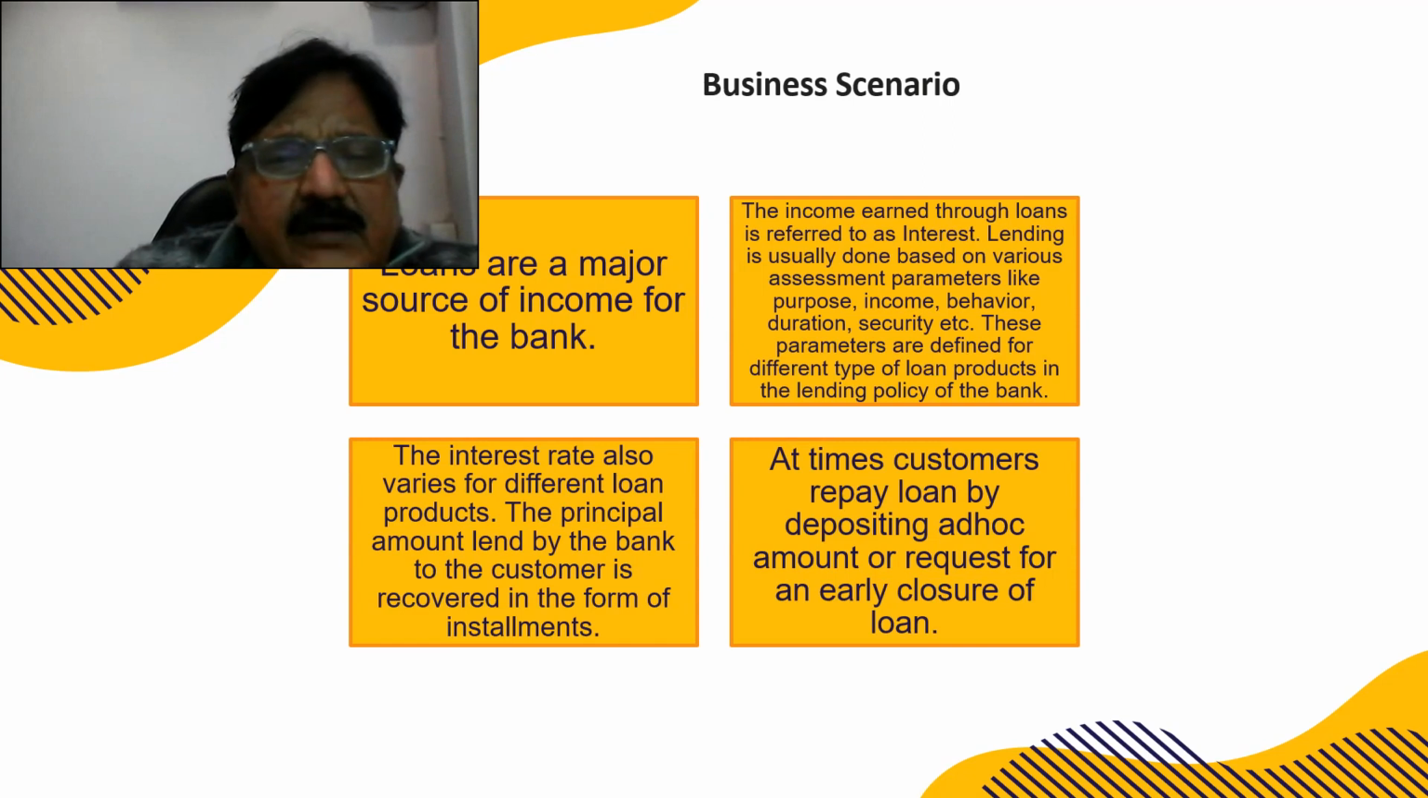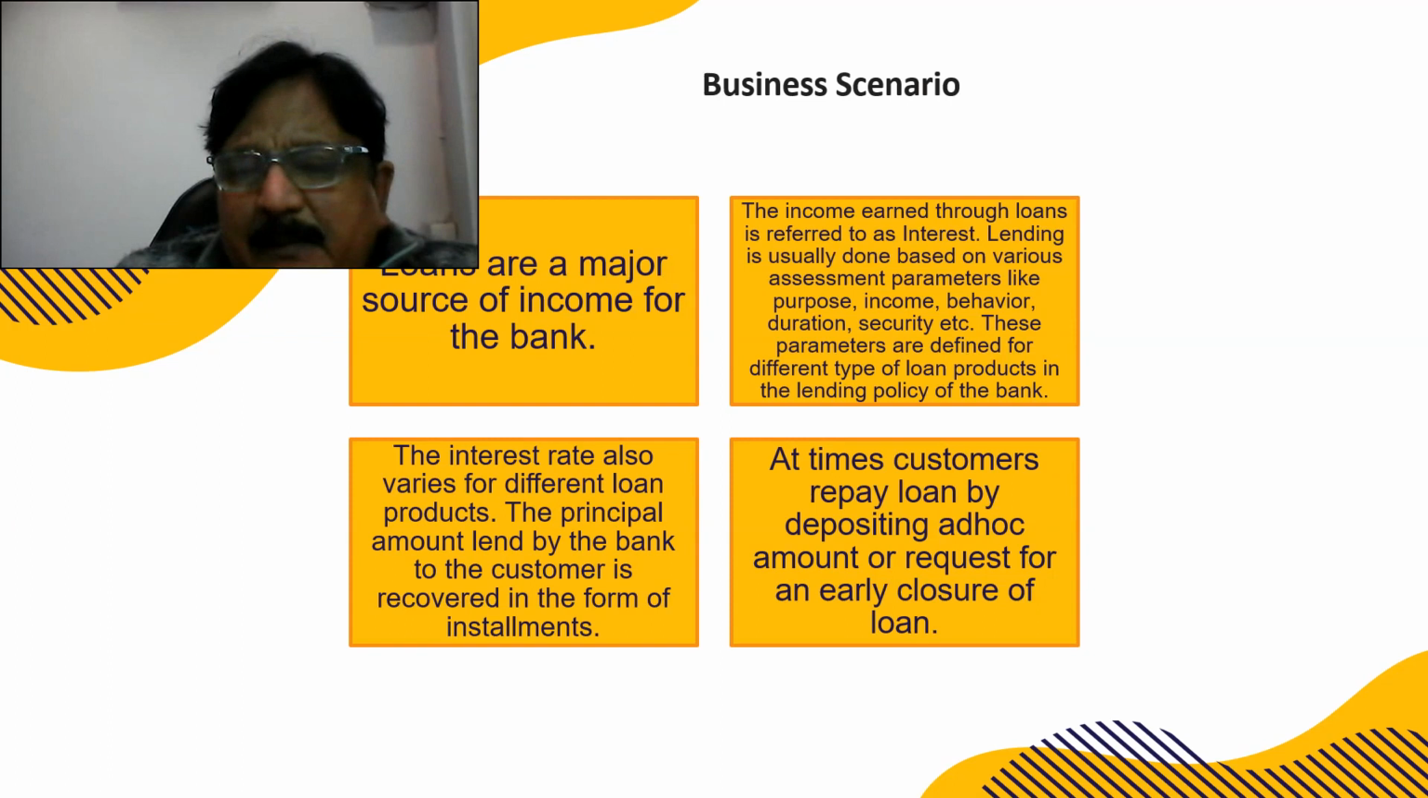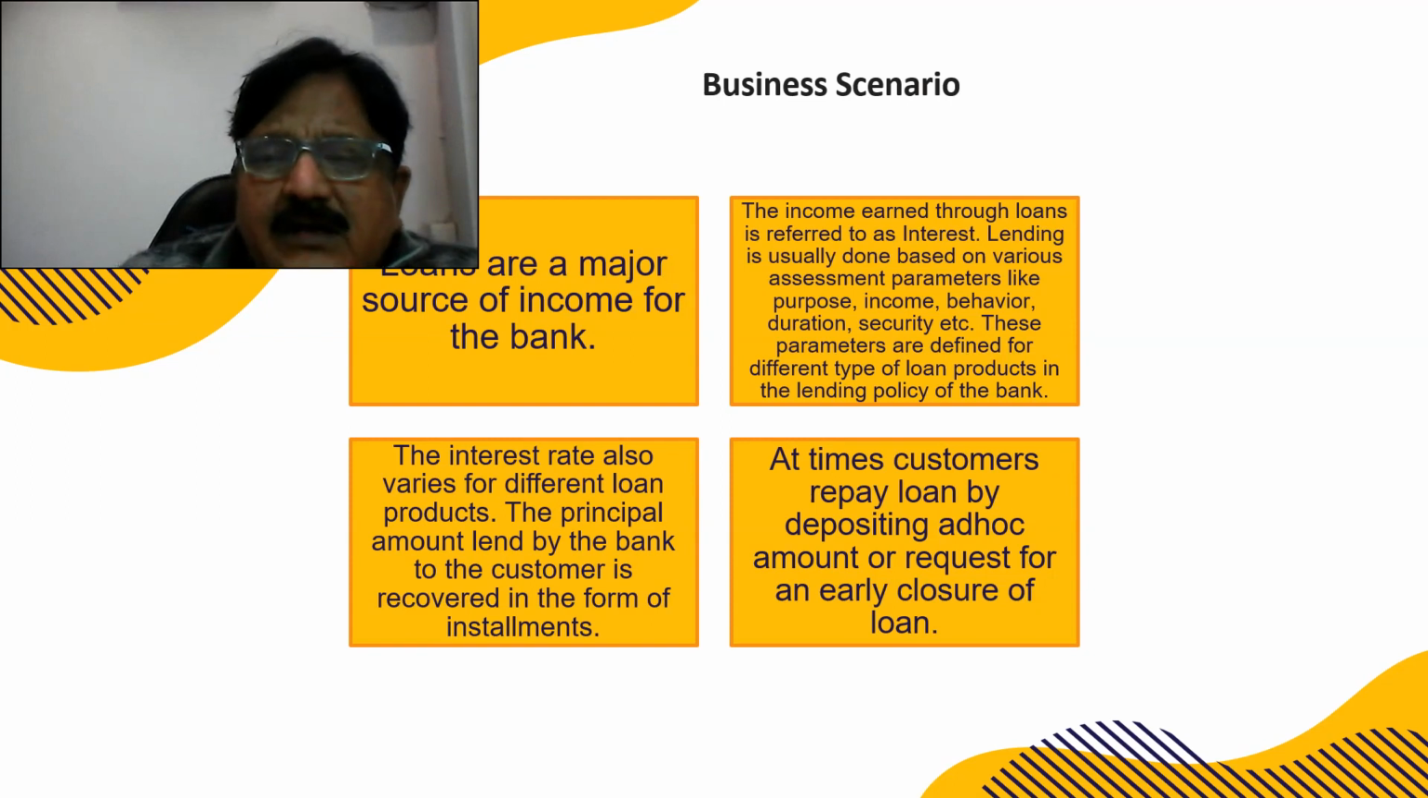So the rate of interest charged on various types of loans depends on the risk sensitivity of the customer and his profile also. The principal amount lent by the bank to the customer is recovered in the form of installments, that is EMI, equated monthly installment, which has two components, principal and interest. At times customers repay loans by depositing an ad hoc amount. They prepay, they can foreclose the account, or they can request for early closure, that is foreclosure.